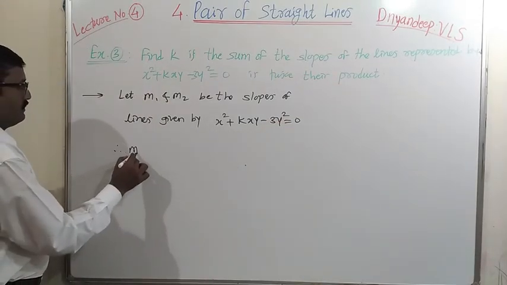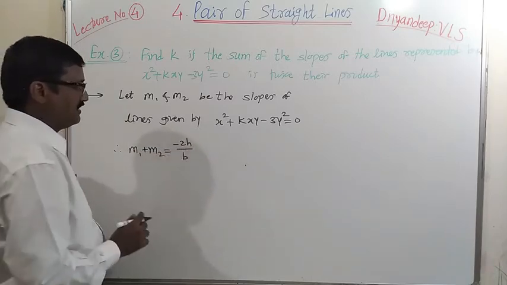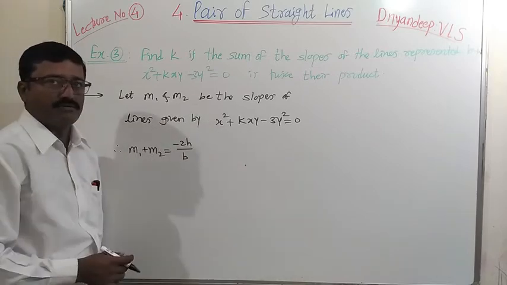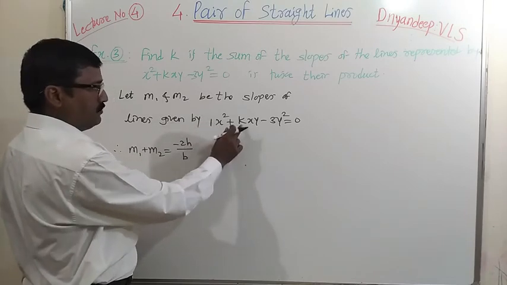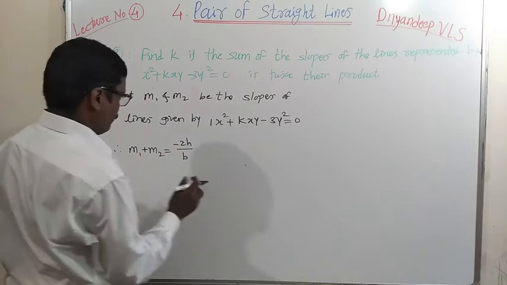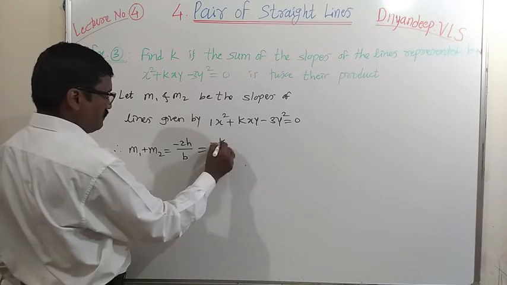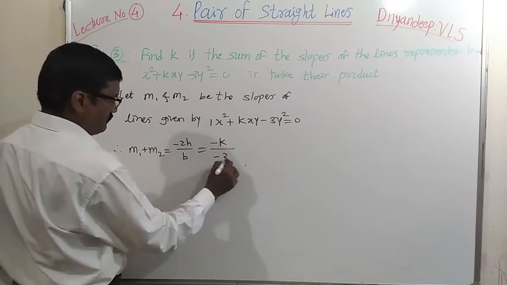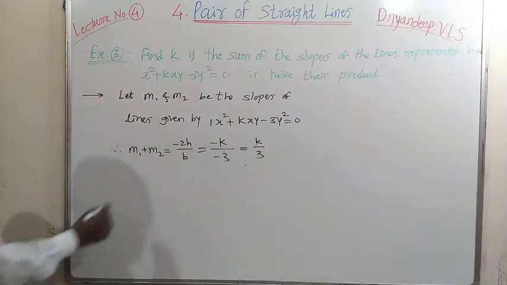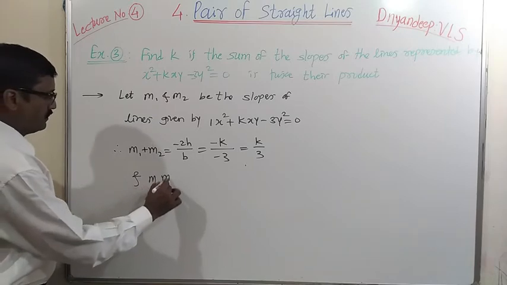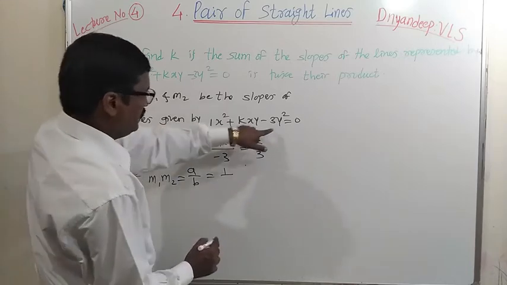Therefore, m1 plus m2 is equal to minus 2h upon b. Before that, you can compare this equation with ax square plus 2hxy plus by square equal to 0. So that you get value of a is equal to 1, 2h equal to k, and b equal to minus 3. So using those values, now this k is nothing but 2h, so minus 2h is minus k, b is minus 3, so it is equal to k upon 3. Okay, and m1 m2 is nothing but a upon b. A is 1 and b is minus 3.